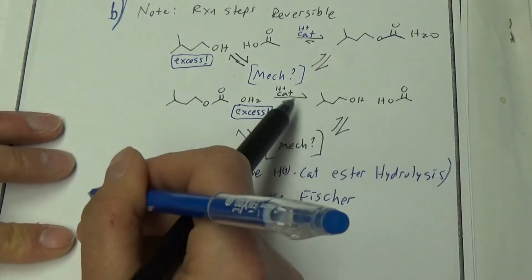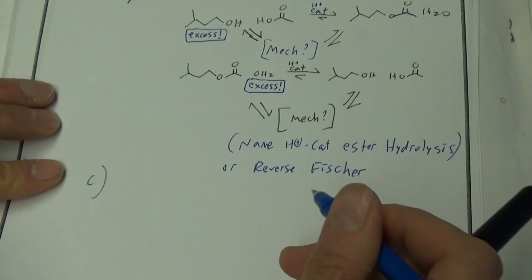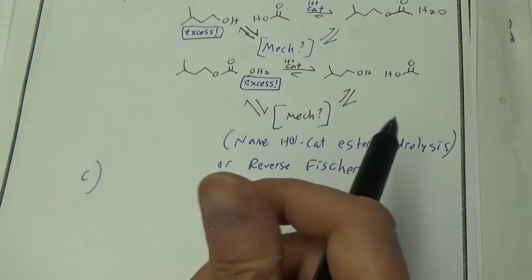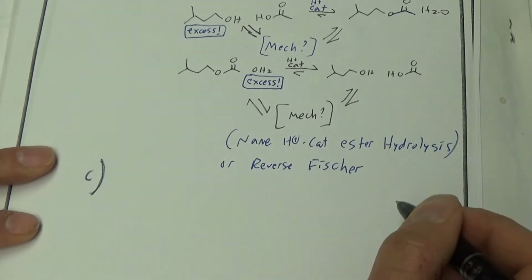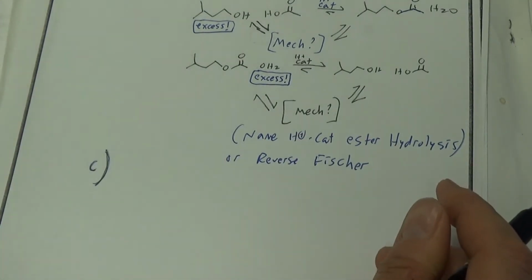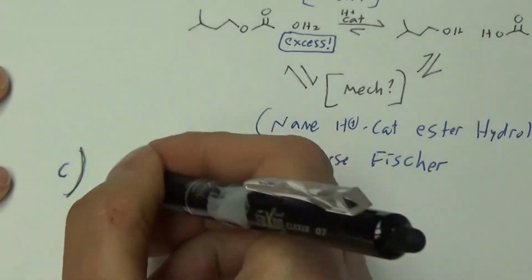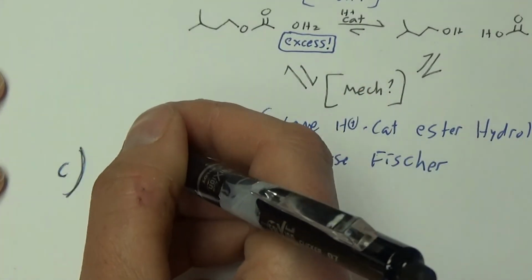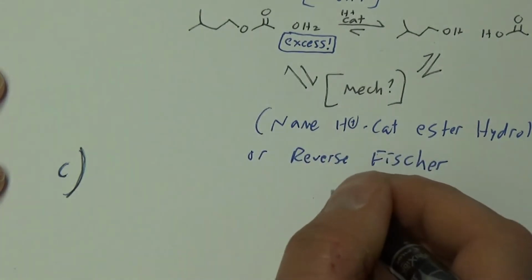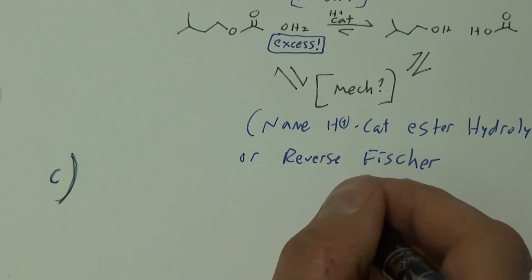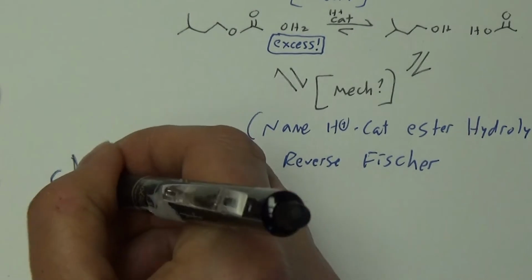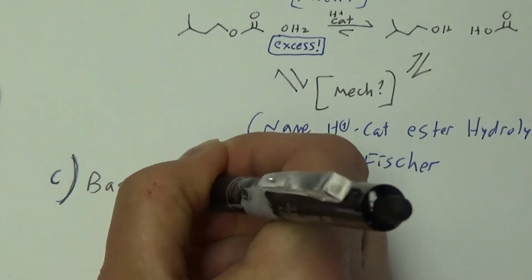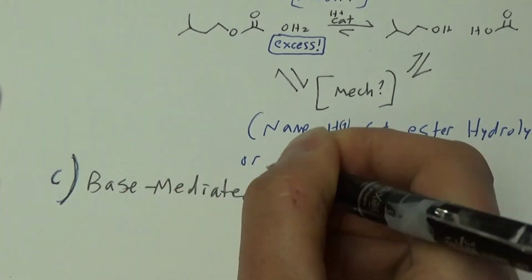Now we're going to do C, which is another reaction of esters. This is not using acid as a reagent, it's using base as a reagent. And it's not going to be base catalyzed, because most of these reactions aren't base catalyzed. They're base mediated, because they're not regenerating base through the course of the reaction. So I'm going to call this base mediated ester hydrolysis.